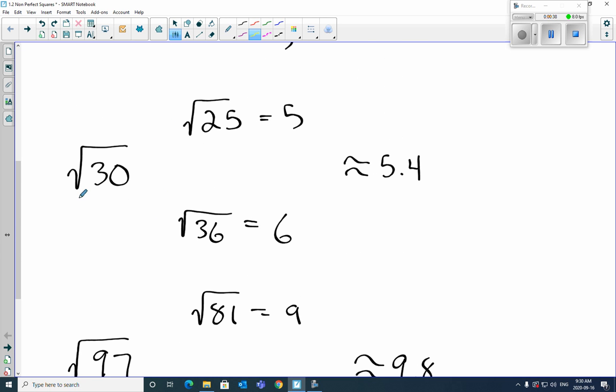Another one here, 30. Of course, we can't do 30, but we can go lower. We can go square root of 25, upper square root of 36. So square root of 25 is 5, square root of 36 is 6. 30 falls between those two, so our answer falls between those two, approximately 5.4.